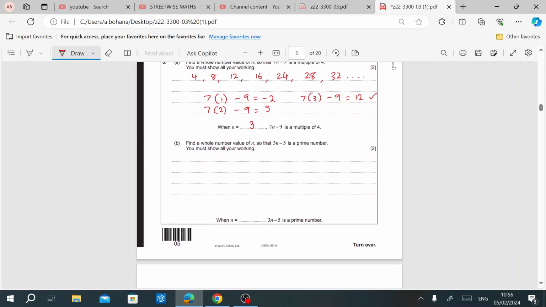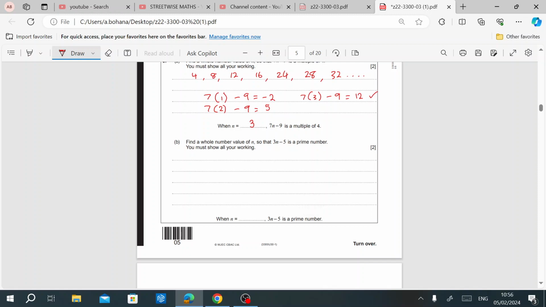Okay, next one. Find the whole number value of n so that 3n minus 5 is a prime number. So these are your prime numbers. Sorry, this is playing up a bit. So the prime numbers are 2, 3, 5, 7, 11, 13, and so on.